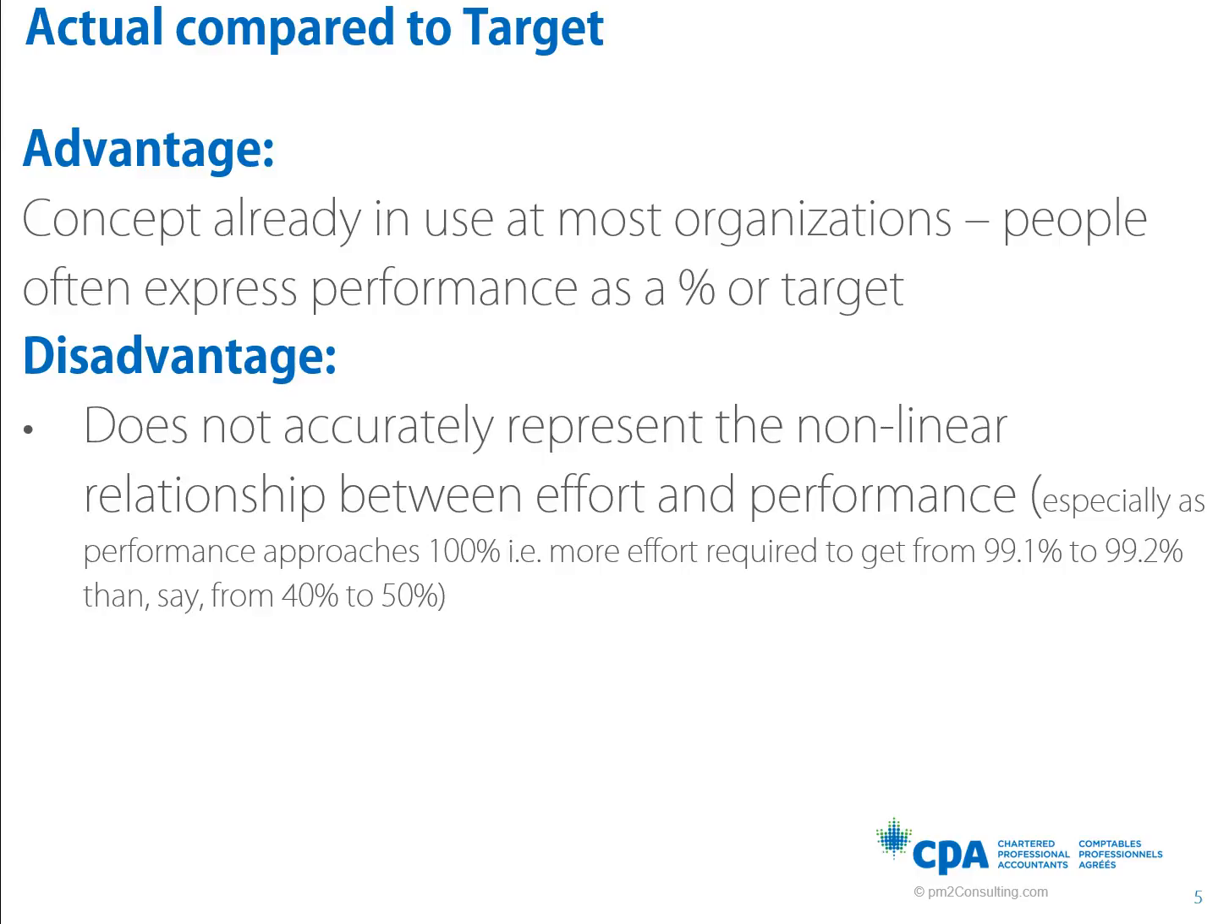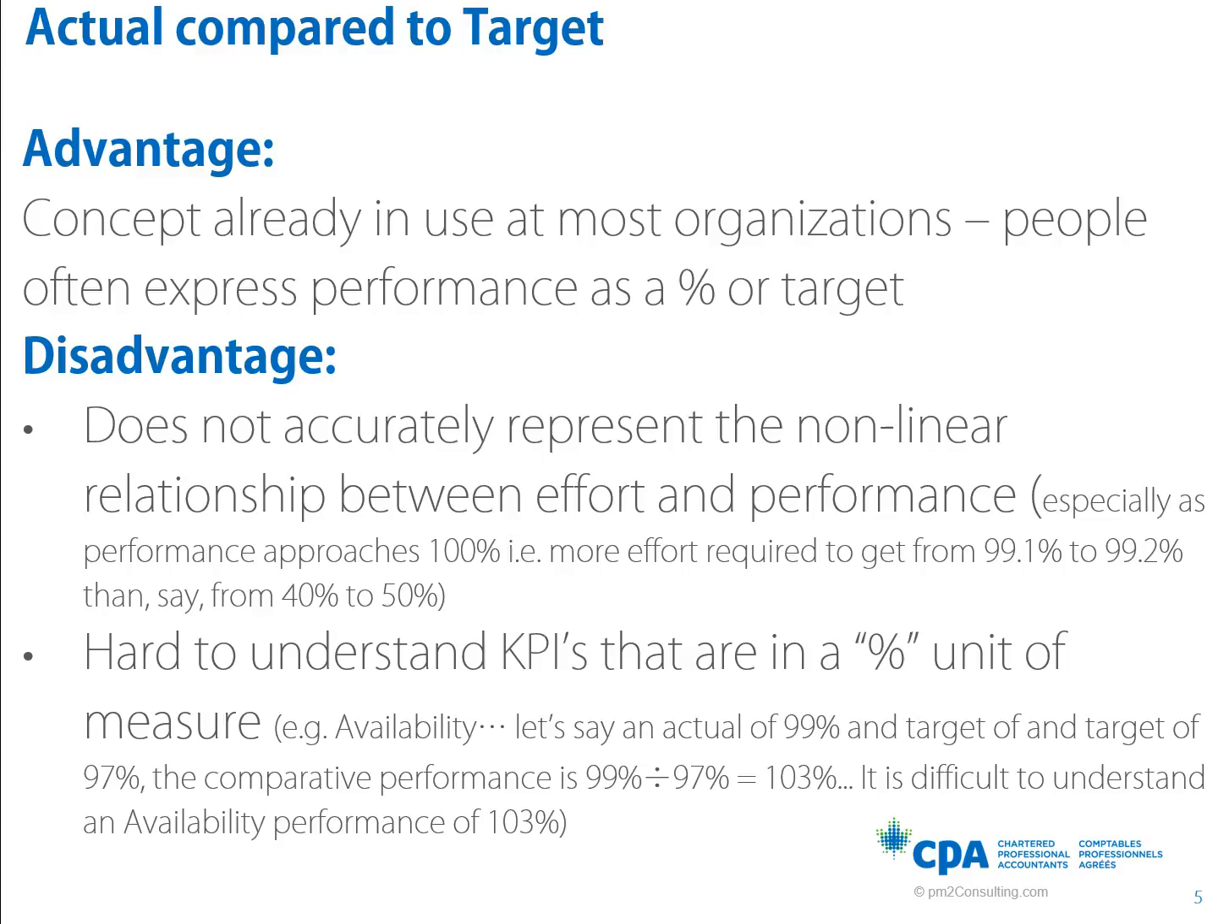So, for example, the effort required to get an order accuracy of 99.1% up to 99.2% is huge, much more than, say, getting the accuracy rate from 40% up to 50%, just because there's so much low-hanging fruit and easy fixes to make.